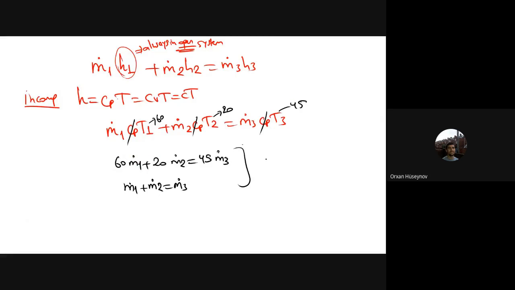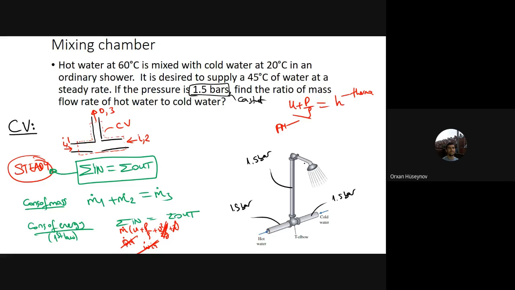So how many unknowns do you have? 3 unknowns. How many equations do I have? I have 2 equations. You see, that is called an underspecified system. You can also call it indeterminate or undetermined.